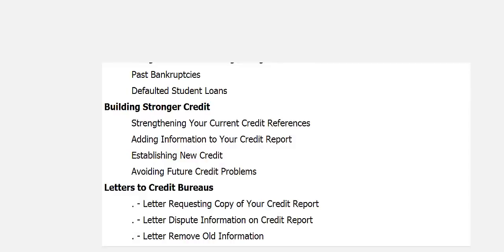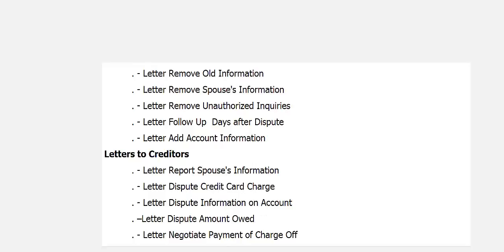Letters to the credit bureau. Let's go through those. Letter requesting copy of your credit report. Letter dispute information on credit report. Letter remove old information. Letter remove spouse's information, especially in divorces. Letter remove unauthorized inquiries. Letter follow-up, 30 days after dispute. And letter add account information.